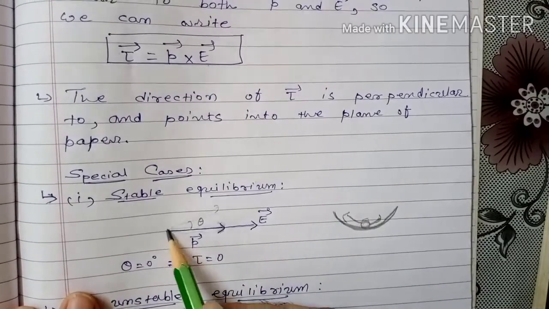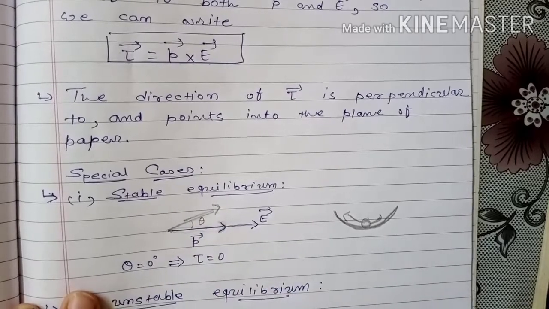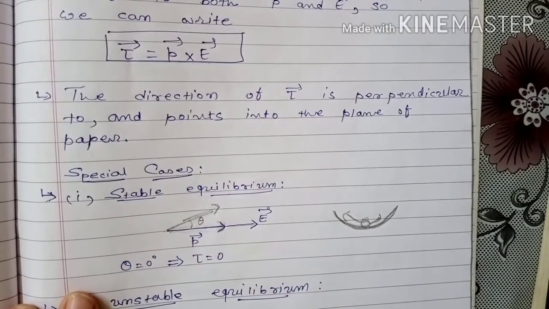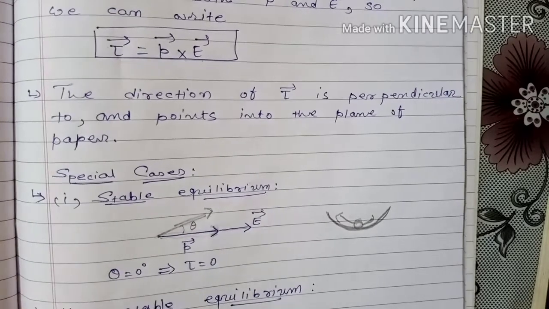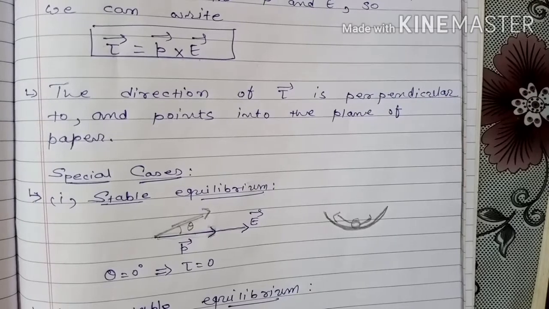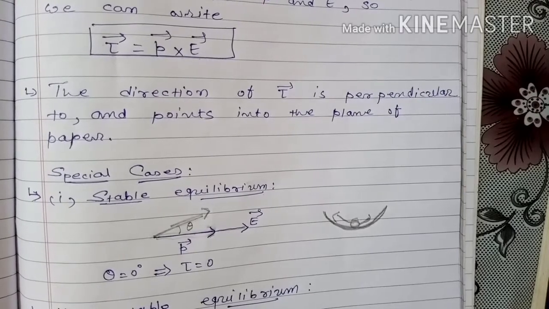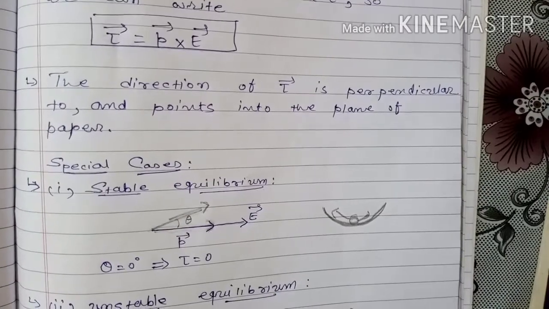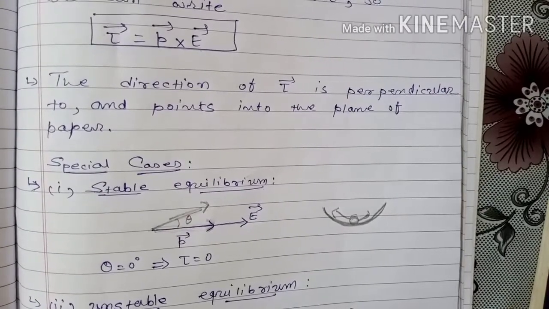So if we want to displace it by angle theta, at that time some work is required to be done on it. Whenever we are doing some work, at that time some energy is spent. Whatever energy is spent is stored in the form of potential energy. That is called the electrostatic potential energy of the dipole. About that we will study in chapter number 2.